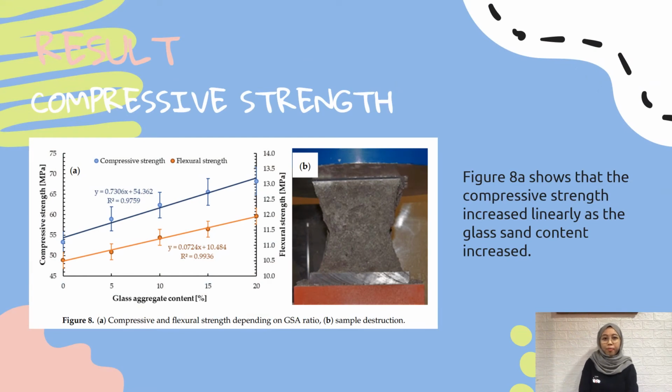Next, result for compressive strength. One of the most significant features of hardened concrete is its compressive strength. It is the most important attribute for determining concrete quality in relation to established technical standards. Figure 8a shows that the compressive strength increased linearly as the glass sand content increased. With the addition of 5%, 10%, 15% and 20% weight percent of glass aggregate, the strength increased by 11.3%, 17%, 24.5% and 28.3% respectively.